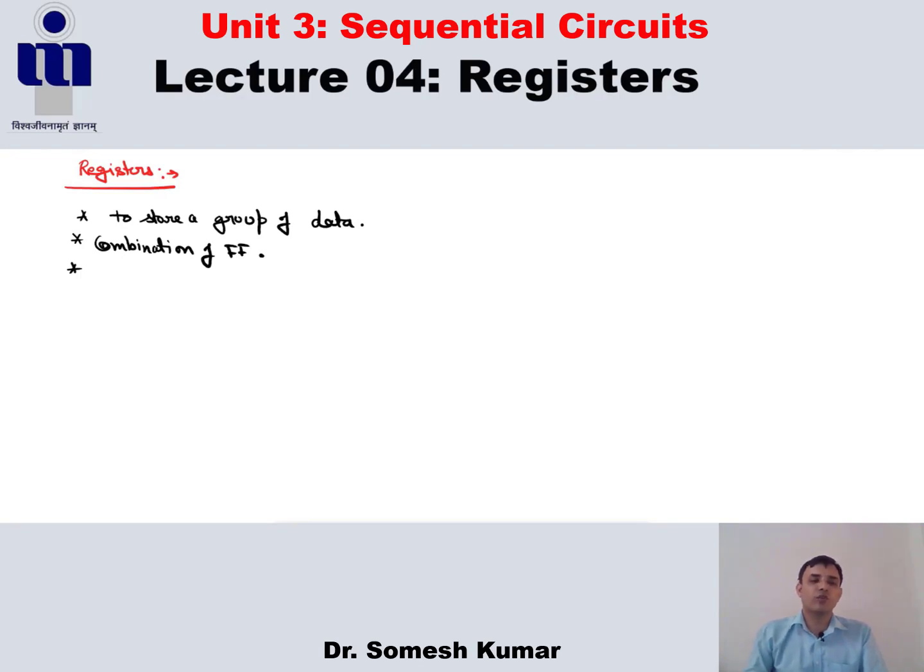Similarly, if we want to store 4 bits of data, then we need 4 flip-flops, and that register is called a 4-bit register. If we want to store 3-bit data, then we need 3 flip-flops, and that register is called a 3-bit register. So for storing n-bit data, we need n flip-flops. Depending on the input and the output, registers are classified into 4 types.